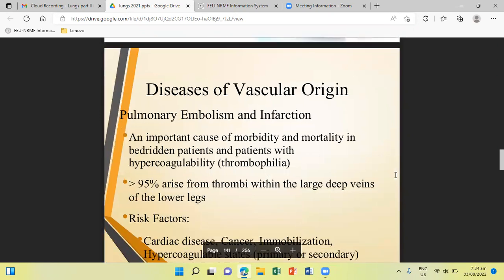This is what we refer to as pulmonary embolism. Pulmonary embolism and infarction is an important cause of morbidity and mortality, particularly among bedridden patients and patients with thrombophilia or hypercoagulability. Blood clots can occlude the pulmonary arteries and are almost always embolic in origin. The usual source, as I have mentioned, is the deep veins of the legs in more than 95% of cases.